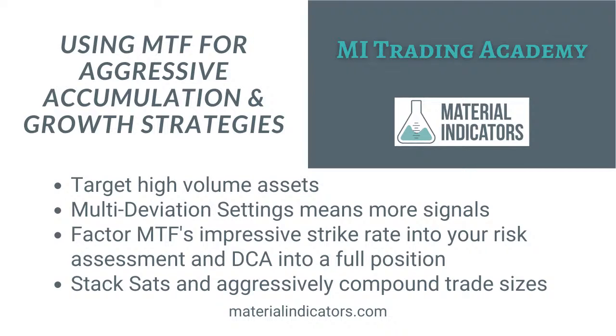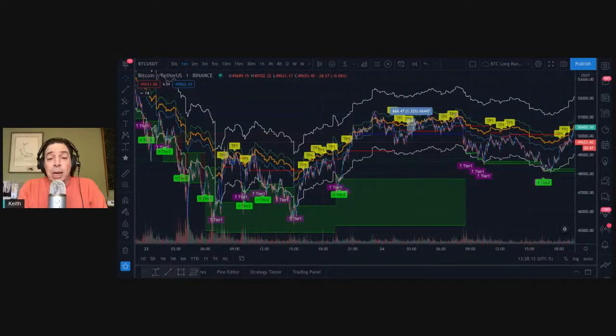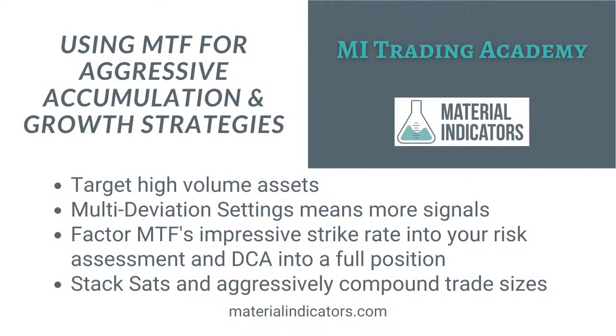We saw his average time per deal, 332 minutes. That's insane, right? So he's very aggressive on the strategy, and he's closing deals fast, and he's closing a lot, and that's why he's making the gains that he's making. That's not where I wanted to be. This is where I wanted to be.